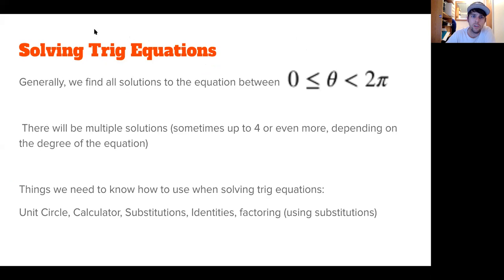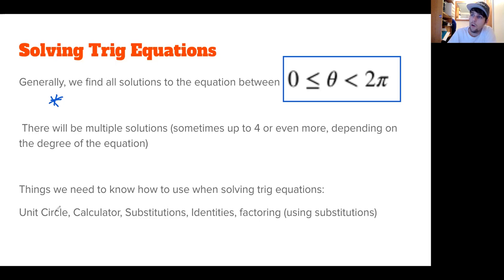So some general guidelines here. When we're solving trig equations, we're going to try to find all solutions that fall between 0 and 2 pi. Again, in some cases, which we will look at, this may be challenging. We will have to go a step beyond just finding the angles that are obvious. We're going to have to go one extra step beyond that. There are going to be multiple solutions, almost always. Sometimes 3, 4, 5, or more, depending on the degree of the equation and some other factors.